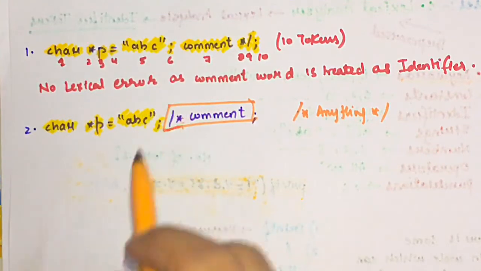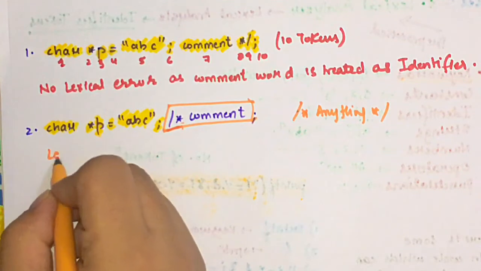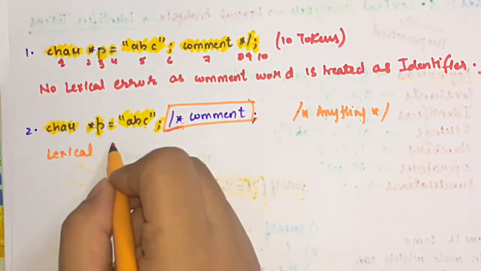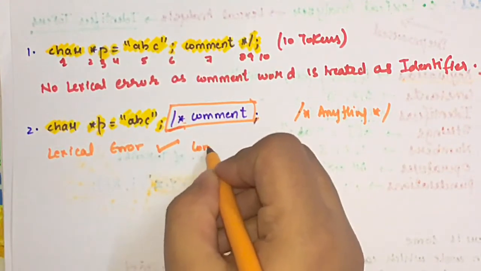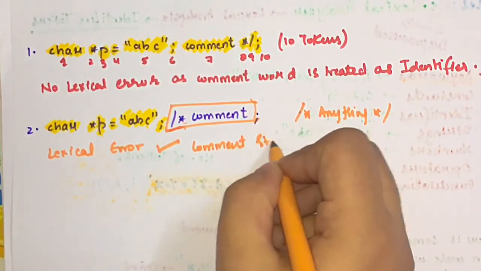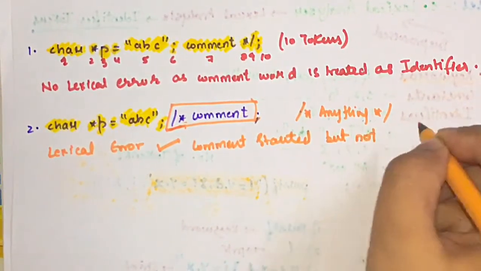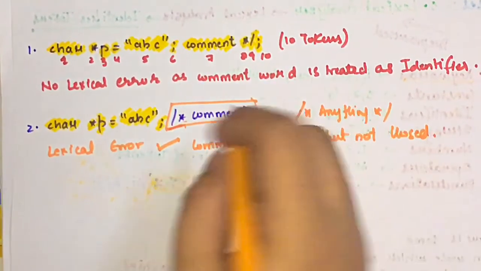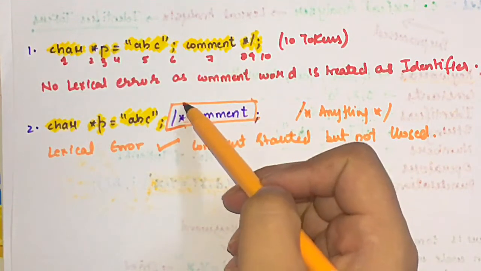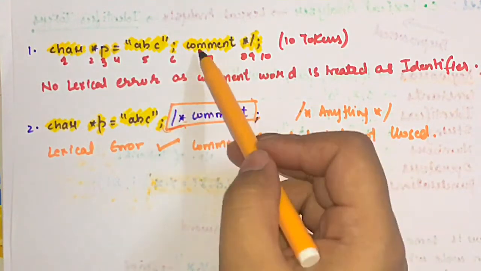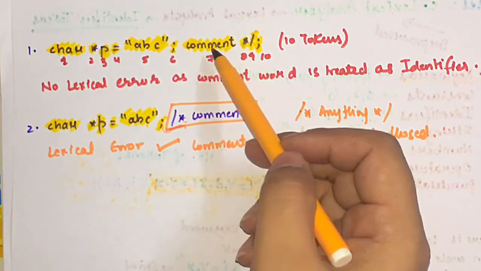This is a very important point, guys. In this line of code, a lexical error will be thrown. Lexical error will be there. Why? Because the comment started but not closed, and in the above code, the comment has not been started because the start of a comment is marked by these two operators coming together. Hence the word comment above will be considered an identifier by the lexical analyzer.